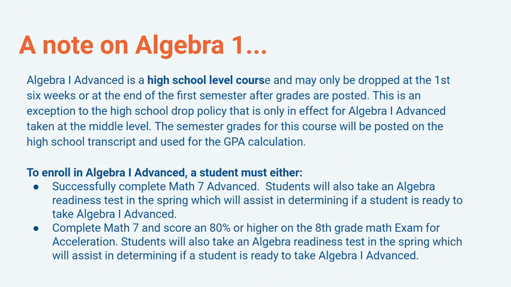Semester grades for this course will be posted on the high school transcript and used for GPA calculation. To enroll in Algebra 1 Advanced, the student must successfully complete Math 7 Advanced. Students will also take an algebra readiness test in the spring, like I mentioned before, and this will assist in determining if the student is ready to take Algebra 1 Advanced.